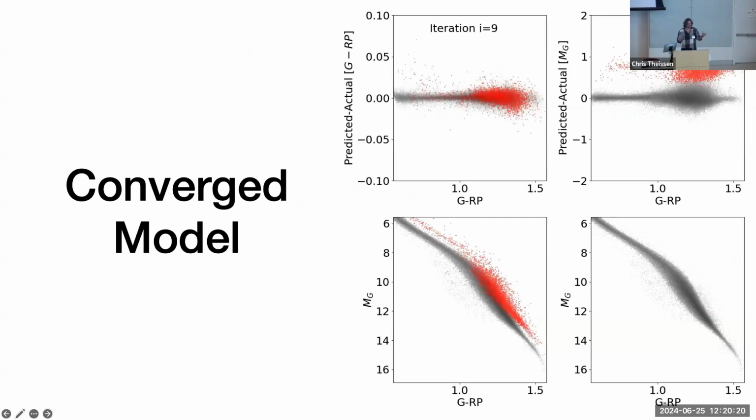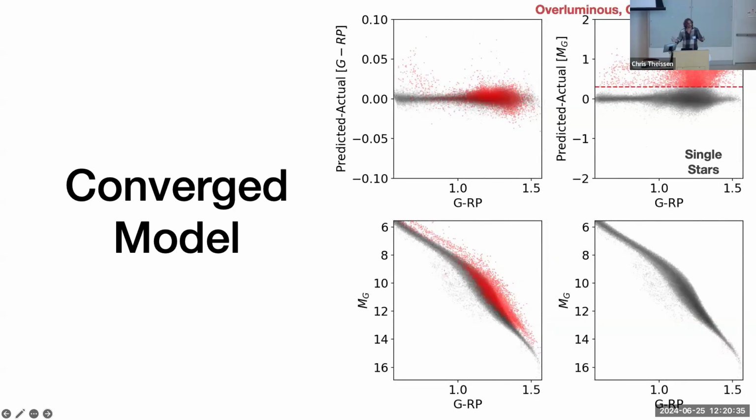This is effectively the random forest regression method. We are converging on a model trained only on the single stars in the sample. And this is really neat. I'm just going to skip over the rest of these. After 100 iterations, we converge on the following model where we predict absolute magnitude and color for the whole sample again, have just a 3 sigma cutoff from the single stars in the sample, and we just say these are overluminous and are candidate binaries.